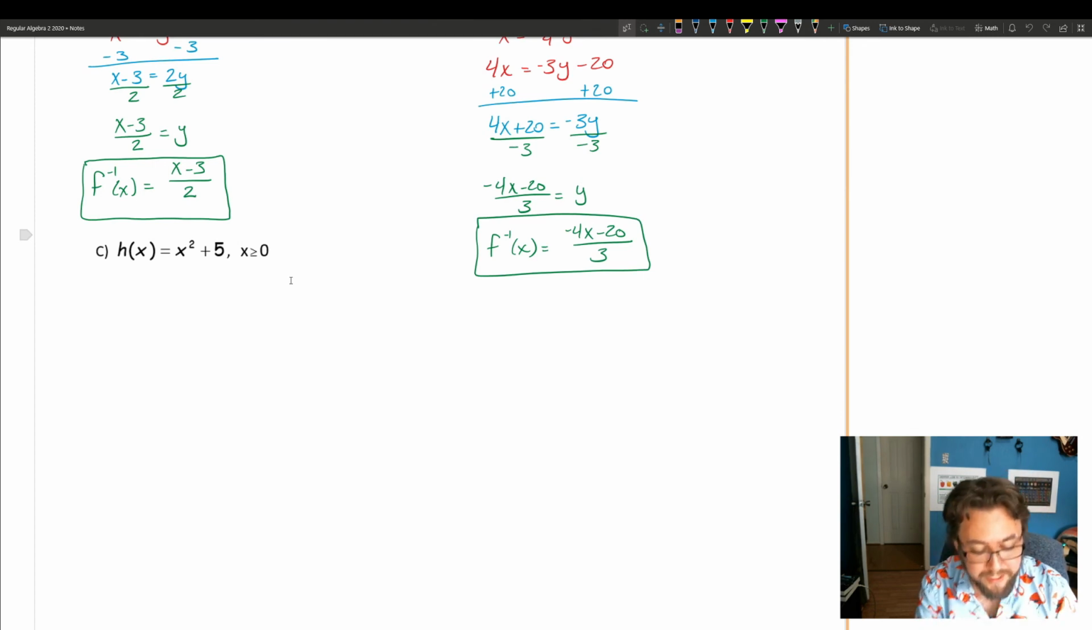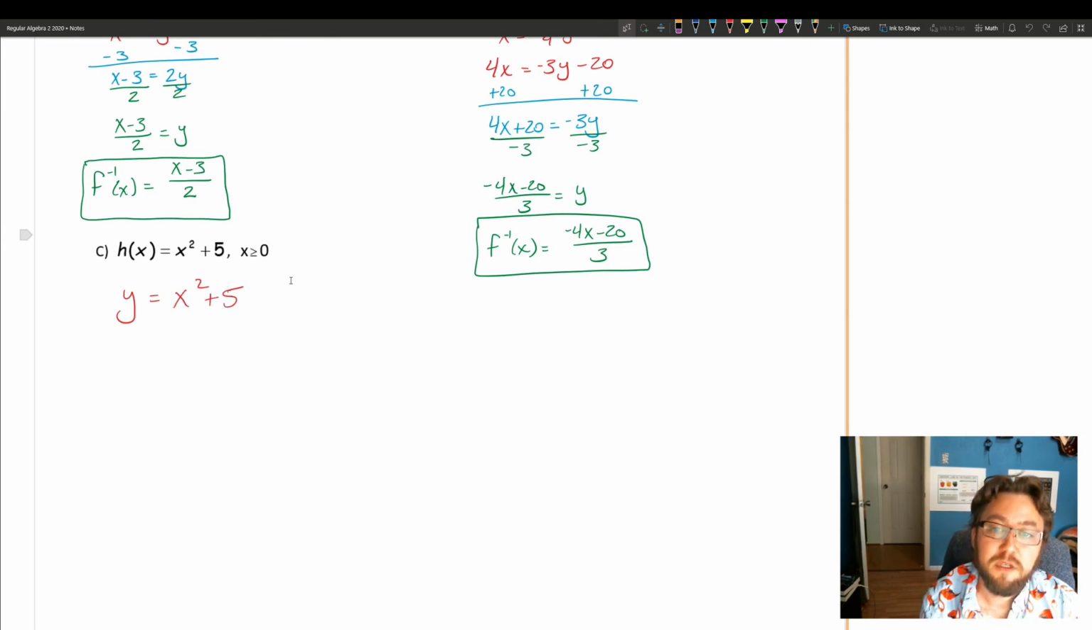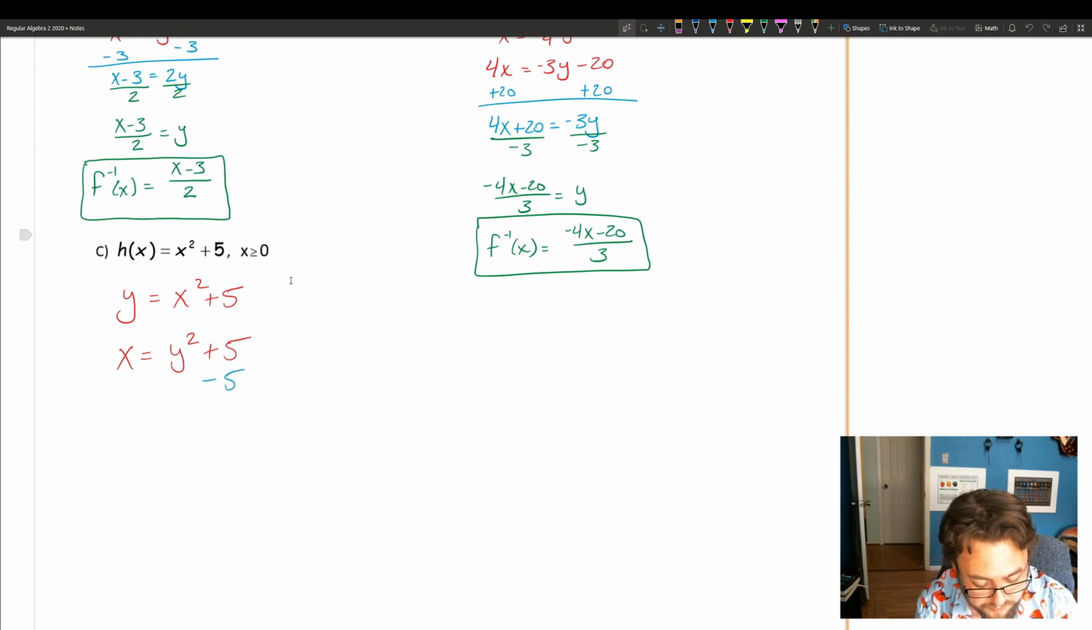So let's go ahead and convert this over, just like we were doing before. Convert the h of x over to a y. Y equals x squared plus 5. Our step 2 is the same. We're going to trade where the x and the y are. X equals y squared plus 5. We're going to move the 5 over by subtraction. So we're going to take 5 away from both sides and get that x minus 5 is equal to y squared.